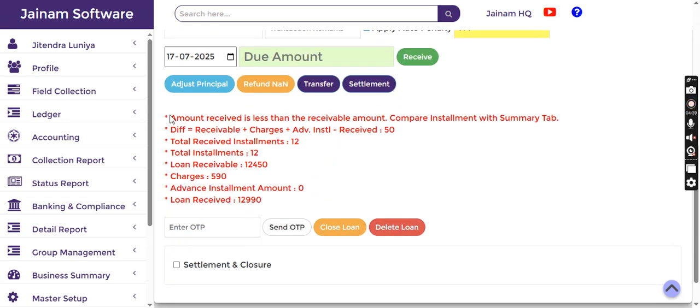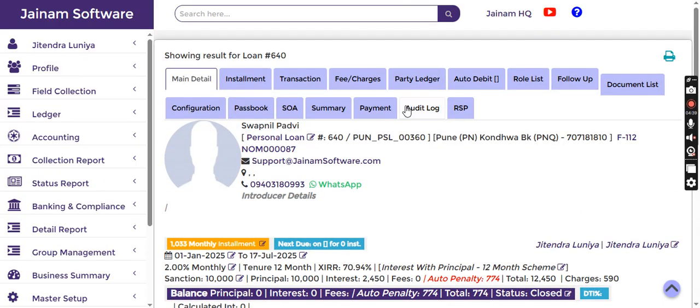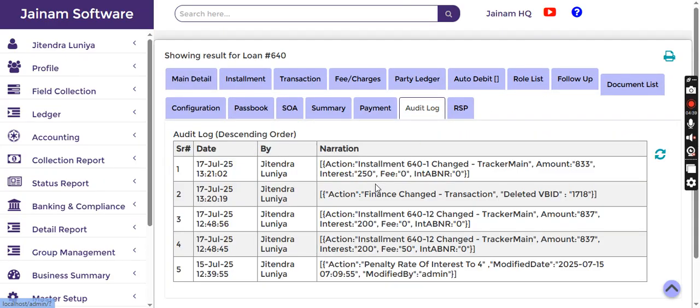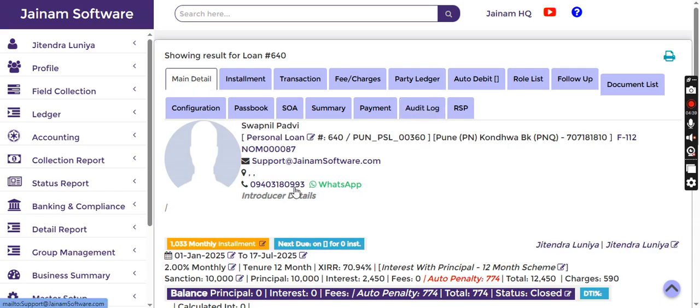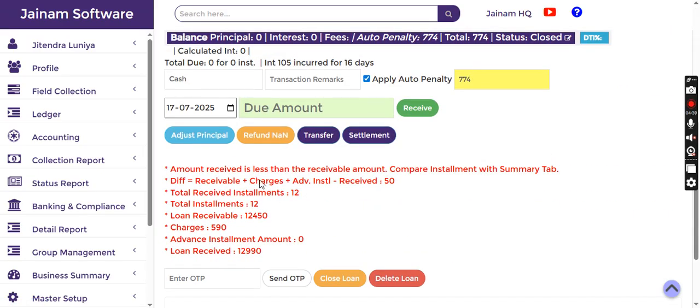The system will give you some information or some sort of hint so that you can analyze yourself and understand where it went wrong. Loan closure issue will happen only when you are doing some manual corrections or manual changes. For that, you can understand from the audit log also what changes are being done. All right. But in addition to that, let's understand how to interpret this information.